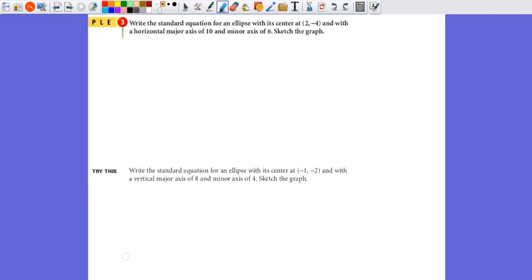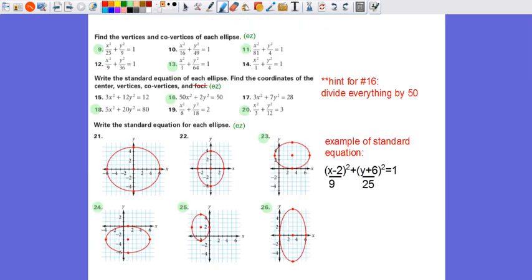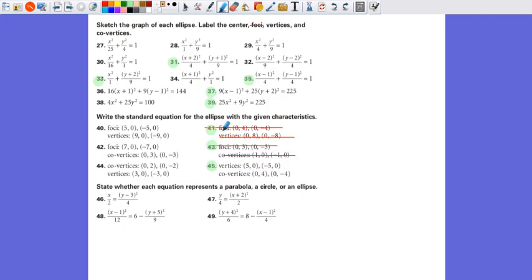Here are some problems. Right here, I only want you to do the green highlights. Here's a hint for number 16, divide everything by 50. Everything else is pretty self-explanatory. I crossed off foci because you don't need to do that today. We're going to do that tomorrow. Here I highlighted 41 and 43, but you do not need to do it.